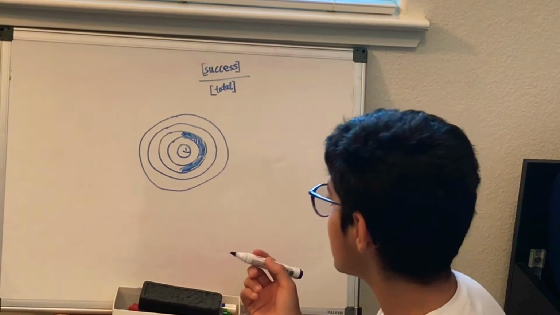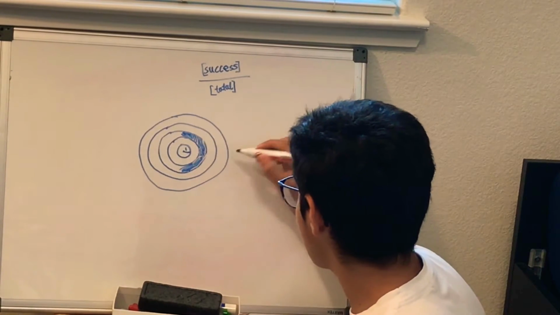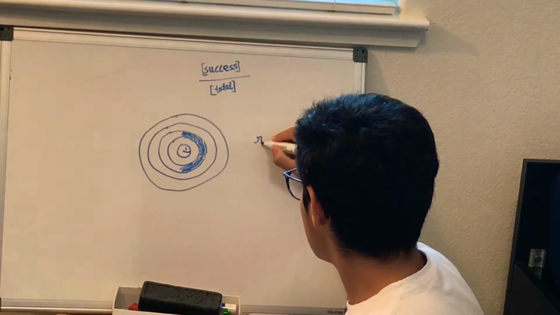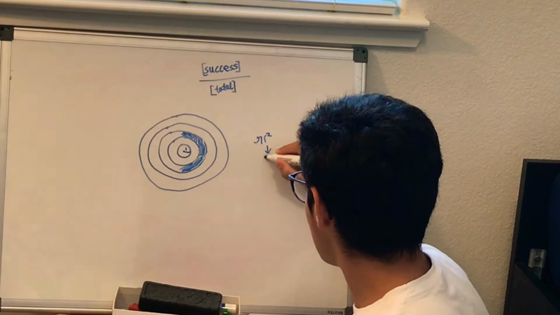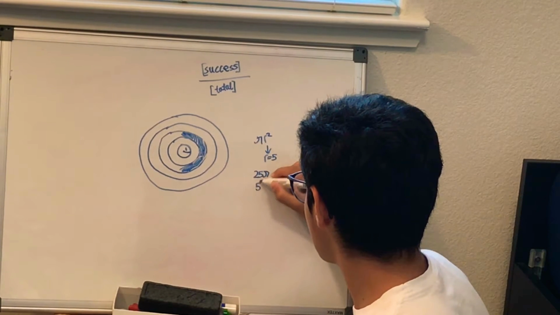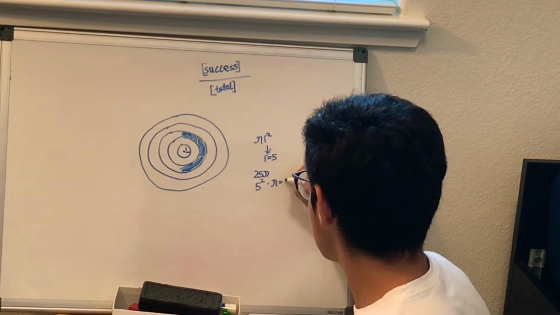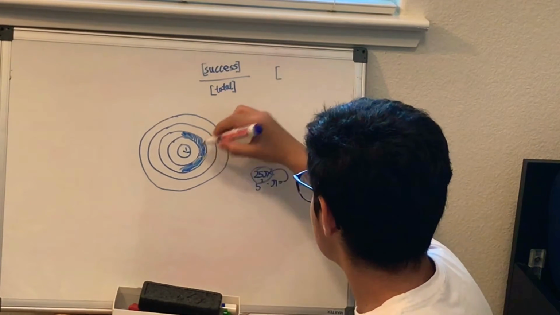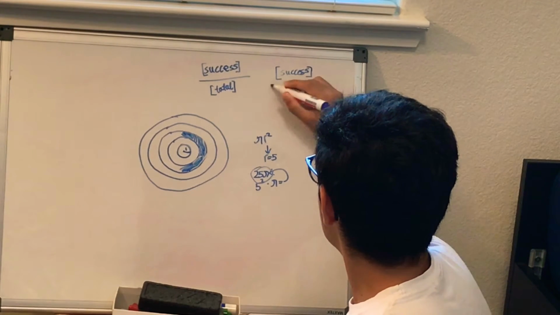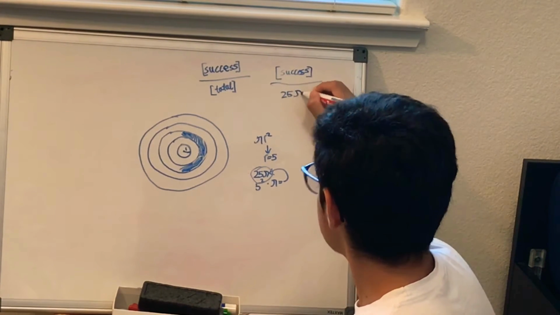What is the total area in this case? This is 1, 2, 3, 4, 5. So since the area of a circle is pi r squared, here we have r equals 5, we get 25 pi, right? Because 5 squared times pi equals 25 pi. So we have some area, this blue area, over 25 pi.